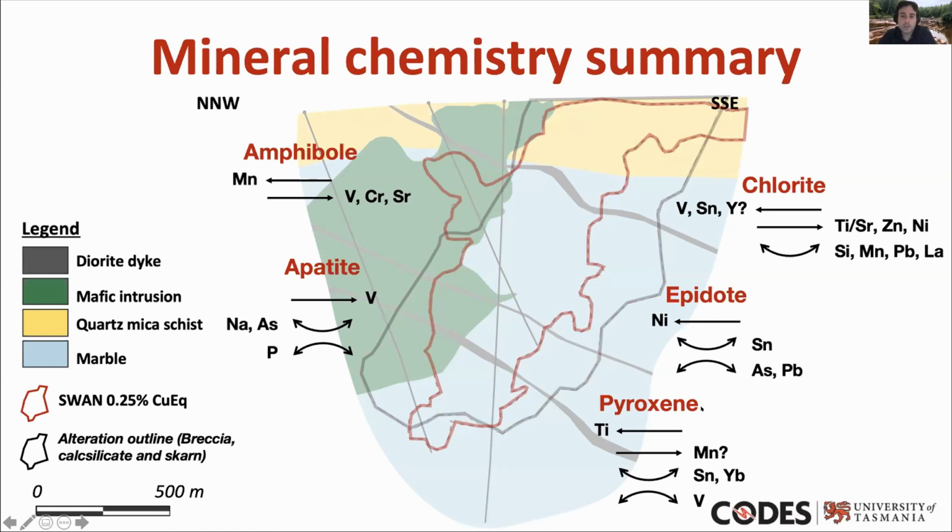And in terms of pyroxene, there's an increase in the concentration towards the deposit, potentially a decrease of manganese away from the deposit. Sorry, an increase in manganese away from the deposit, a depletion halo of tin and ytterbium, and an enrichment halo of vanadium on the shoulder of the deposit. So this is the main characteristic that we see from this.